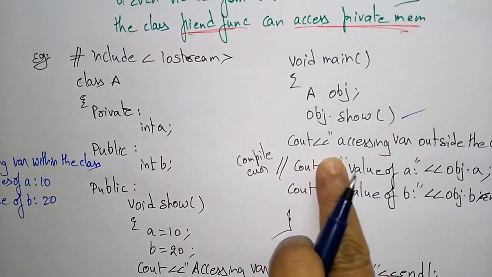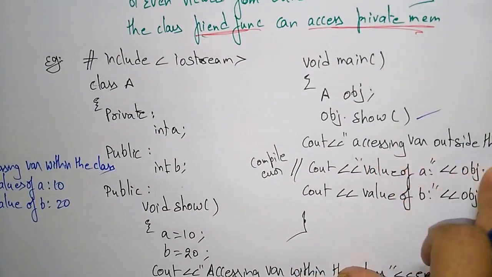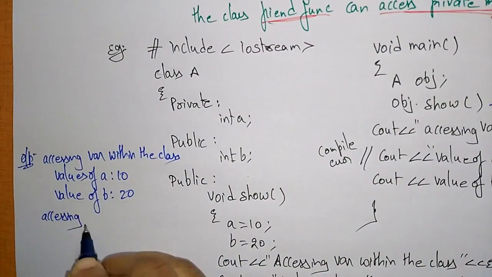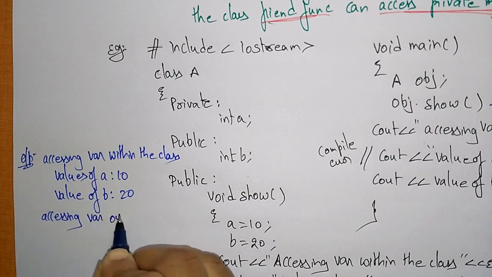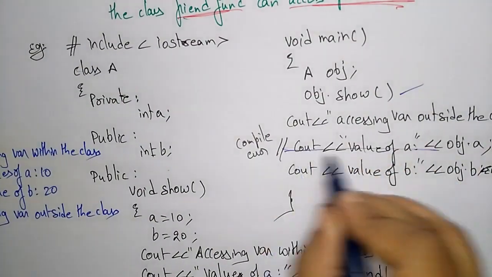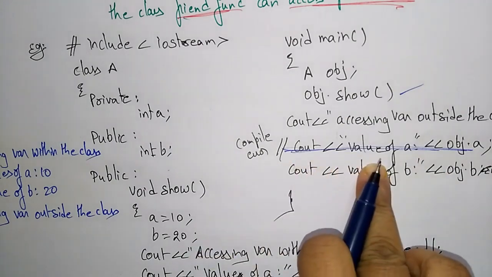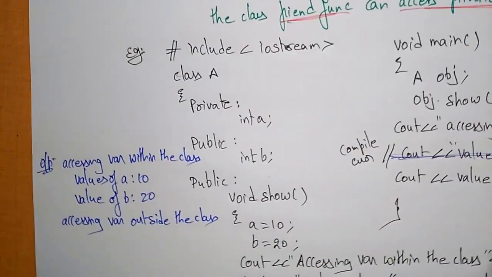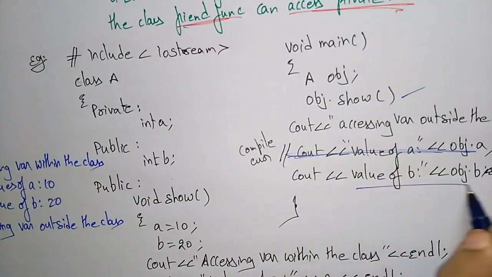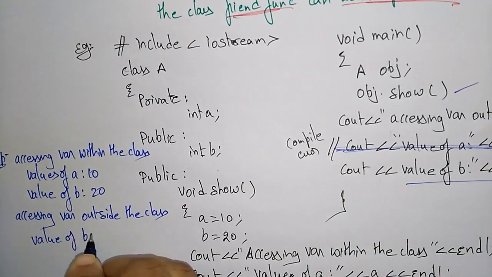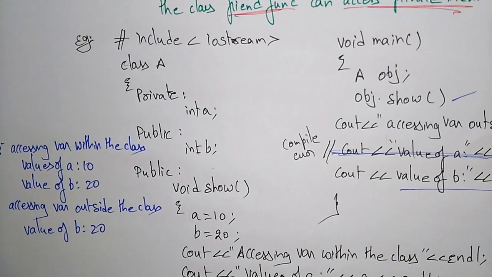Now coming to here, it enters the cout accessing variables outside the class. So in the output you are able to see accessing variables outside the class printed. Here this step won't execute because A is declared as private, so you cannot access that A variable. Now it prints this statement. Here the value of B is 20 will be printed.